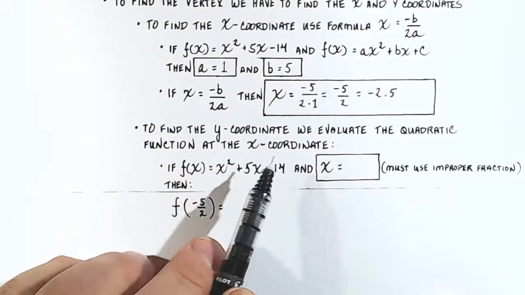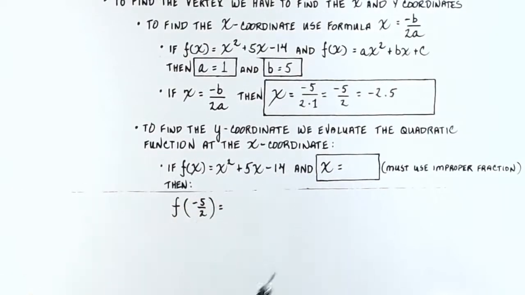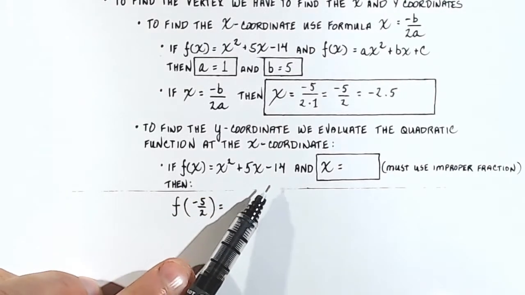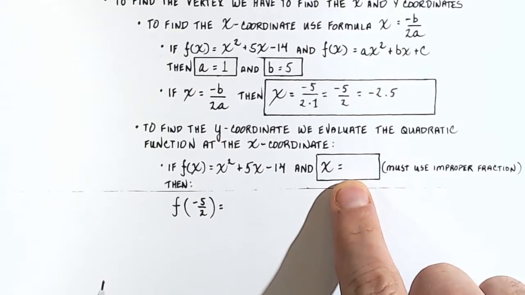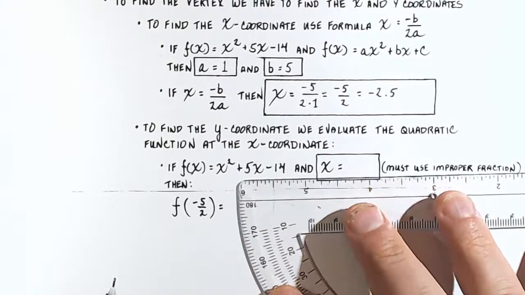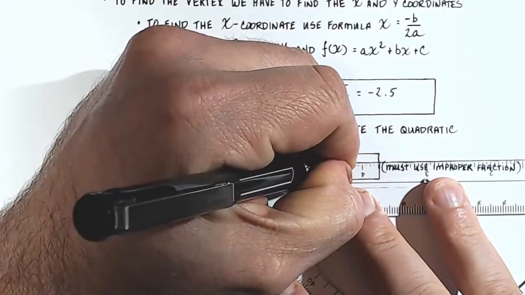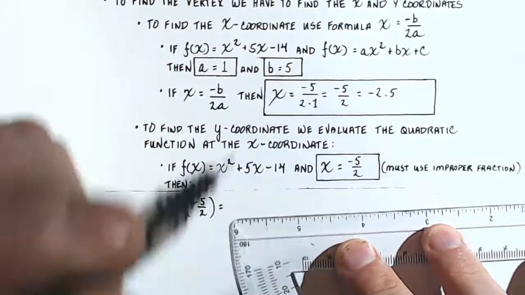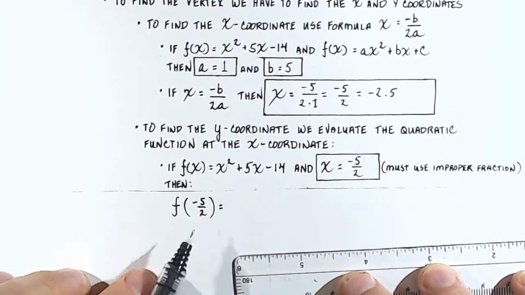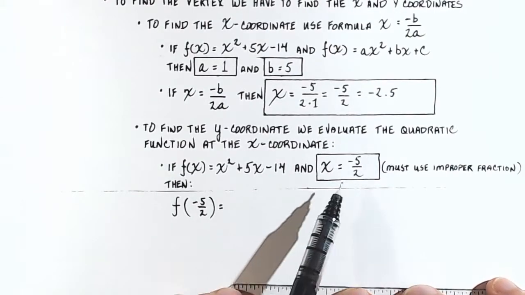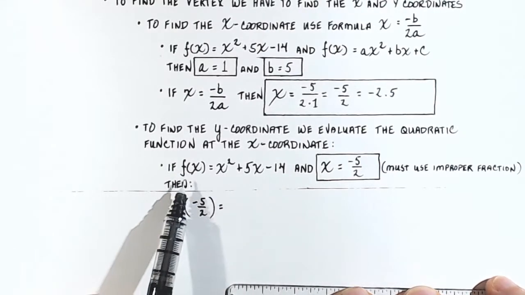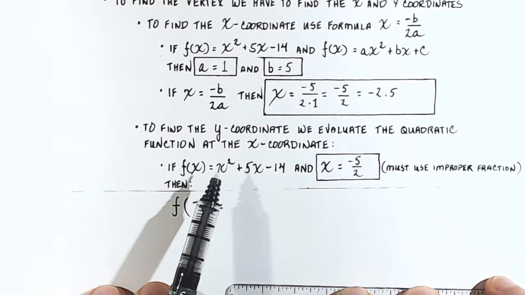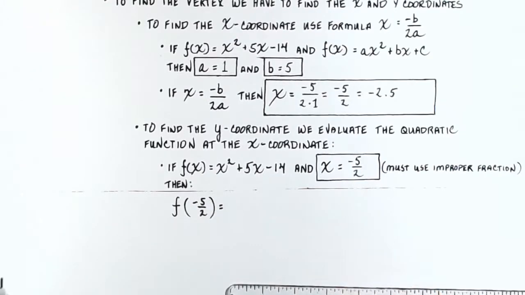To find the y coordinate, we evaluate the quadratic function at the x coordinate. So if f of x equals x squared plus 5x minus 14, and x equals, must use improper fractions, so x equals negative 5 over 2, then f of negative 5 over 2, so what I'm doing here is I'm evaluating this quadratic function at the value negative 5 over 2. So what I'm going to do is plug in a negative 5 over 2 everywhere I see an x.